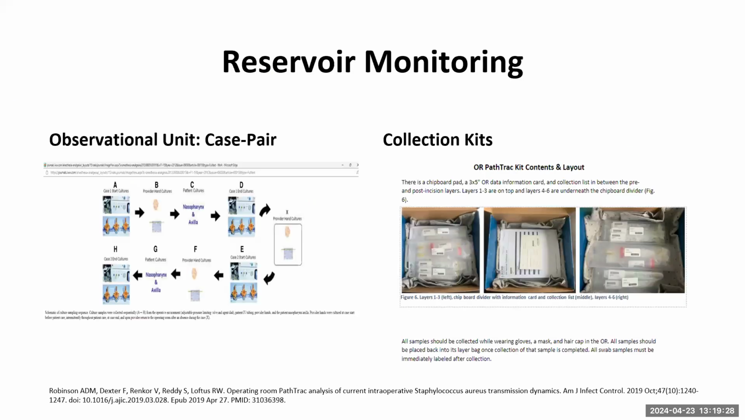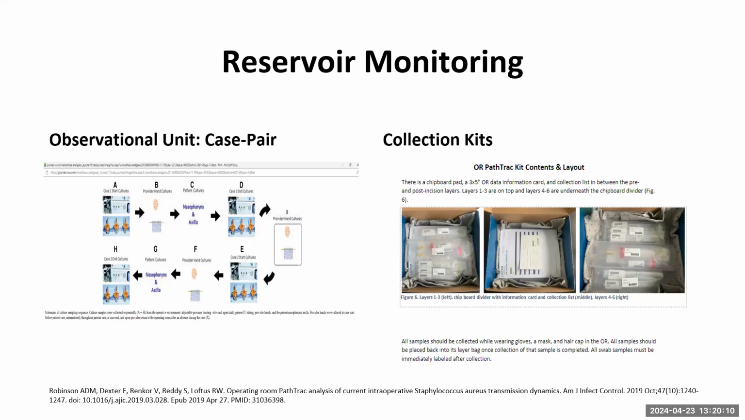The way that we do the monitoring is that we use a case pair. Now, a case pair is simply in an operating room. Think of it as the first case of the day and the second case of the day. And the reason why we monitor a case pair is because just like we're interested in infections that occur vertically on the hospital floor within a patient and horizontally on the hospital floor between patients, we're also interested in movement or transmission of Staph aureus and other pathogens within a case and between cases in the operating room. So the observational unit is a case pair.